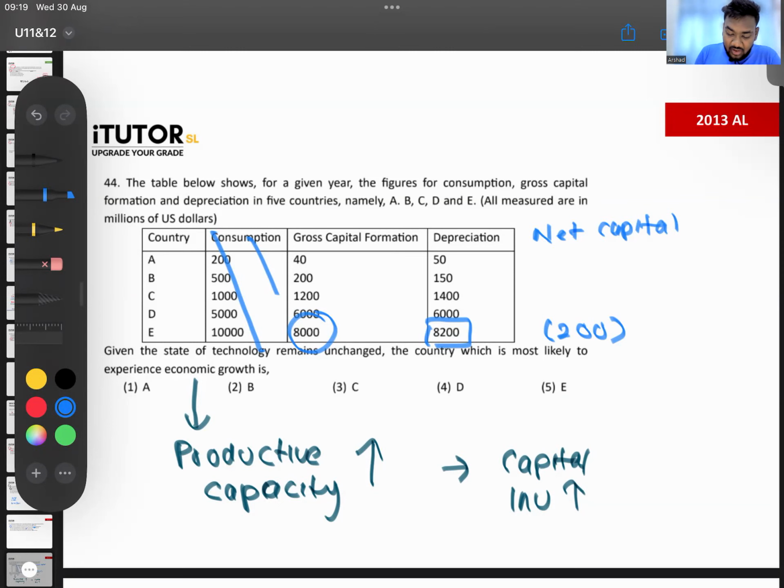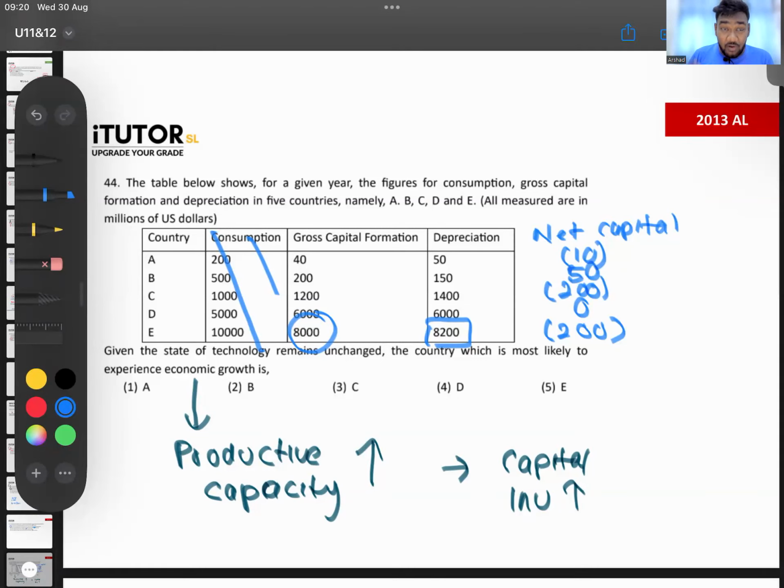Country A, 40 gross, depreciation 50 means net is minus 10. Country B, gross 200, depreciation 50 means 150. Country C, minus 200. Country D, 0. So what's the country with the highest net capital formation?